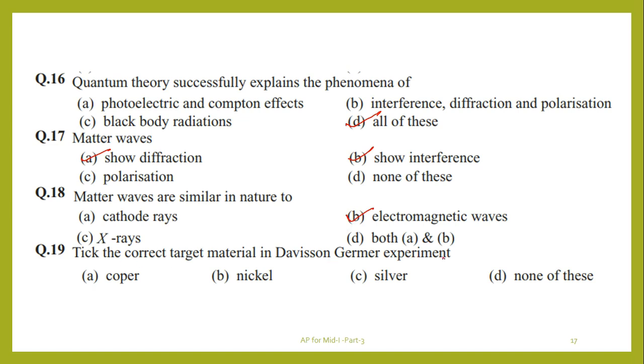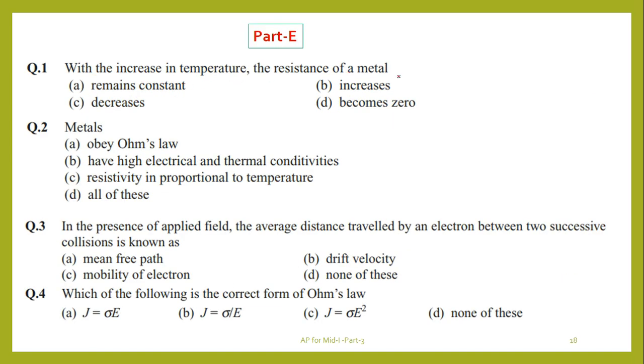Target material in the Davisson-Germer experiment: in the Davisson-Germer experiment, they used a nickel crystal. With the increase in temperature, the resistance of the material increases. Metals obey Ohm's law, have high electrical and thermal conductivities, resistivity proportional to temperature, and all these properties. In the presence of an applied field, the average distance traveled by an electron between two successive collisions is known as the mean free path. Then which of the following is the correct Ohm's law?